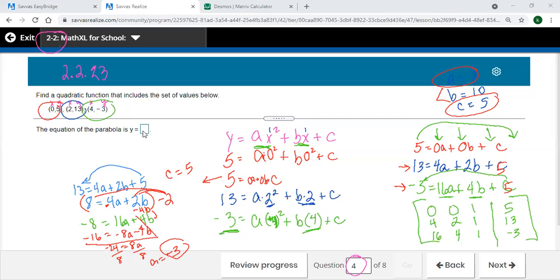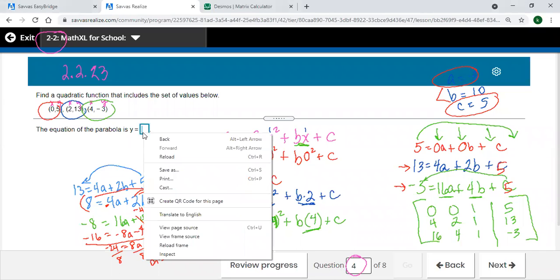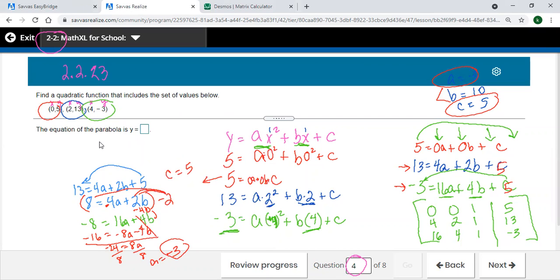So what did they ask us? What did the Y equal? Oh, what's this say? Find the equation of the quadratic. Oh, they want us to type in the equation. The equation of the parabola is Y equals -3X, shift 6 for a caret, squared, arrow to the right to get out of there, plus 10X, and then plus the C, which was 5.